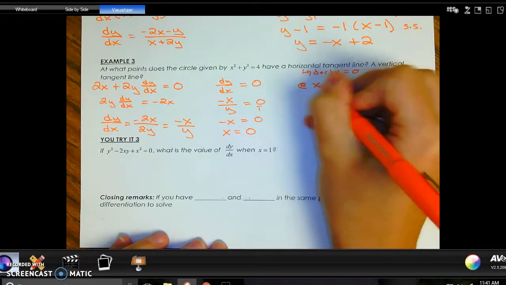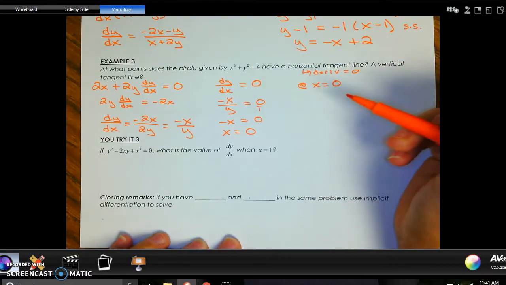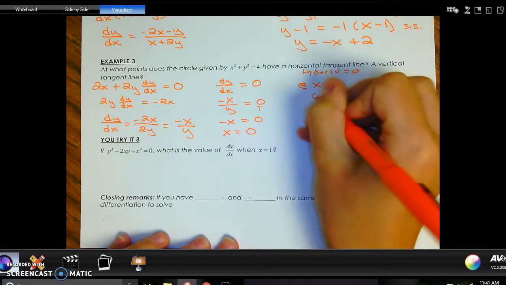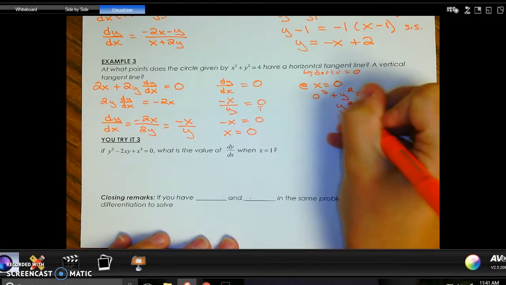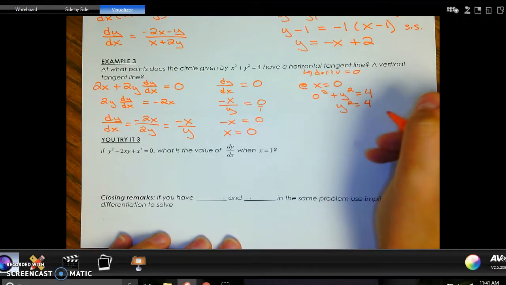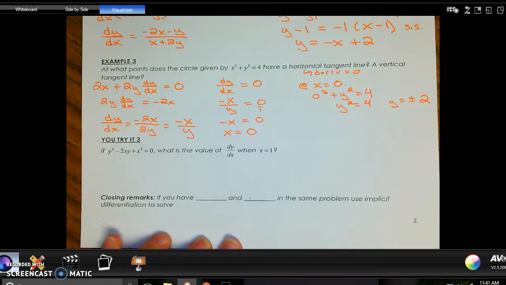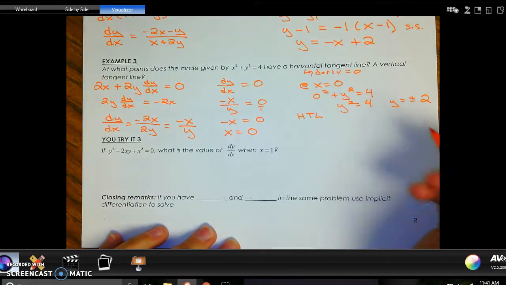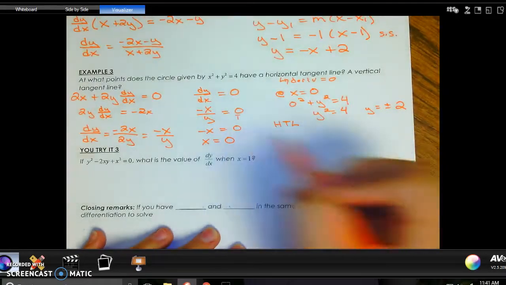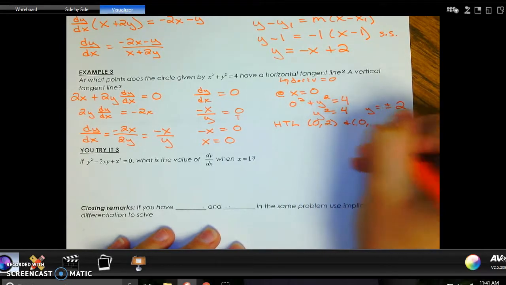So let's see. At x equals 0, that means I have to plug x equals 0 into the original equation. So I get 0 squared plus y squared equals 4. Well, that just means y squared equals 4, and that must mean y equals plus or minus 2. Once you have that, that gives you the points. So horizontal tangent line, at what points? The horizontal tangent line is at x equals 0, so you have (0, 2) and (0, negative 2).